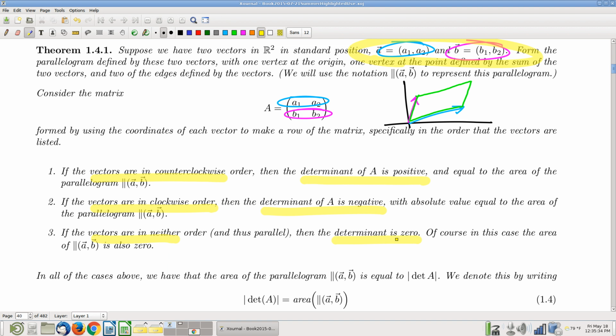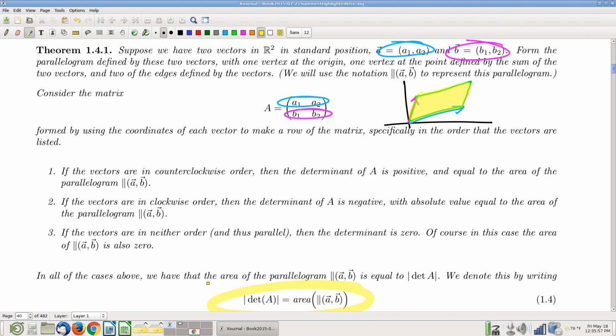It's amazing. The other thing that this theorem tells us is about the area of the parallelogram. It turns out that the area, in all cases, whether the determinant is positive, negative, or 0, is always the absolute value of the determinant.